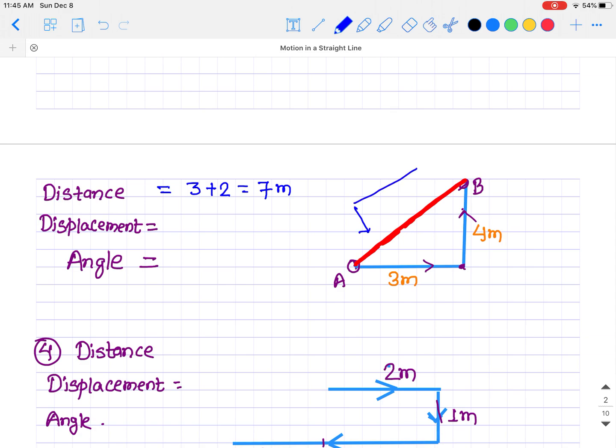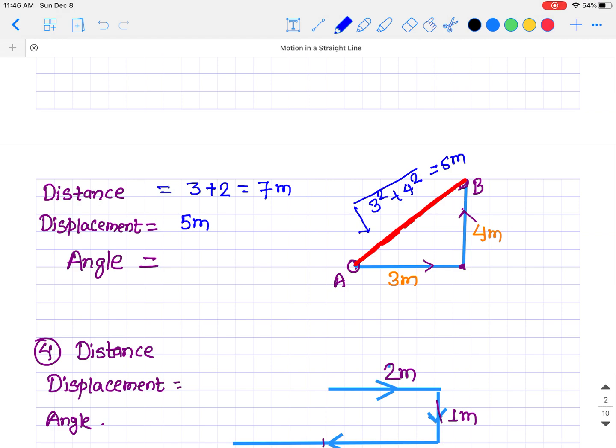If you look at the triangle, this is a right angle triangle, so the total length would be the square root of 3 squared plus 4 squared, which is 9 plus 16, so this will be 5 meter. So in this case, the displacement is 5 meter. If you connect the initial point and the final point, the length of the line connecting the initial point and the final point is the displacement.